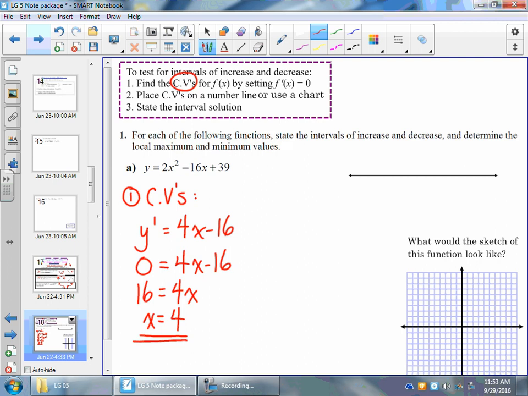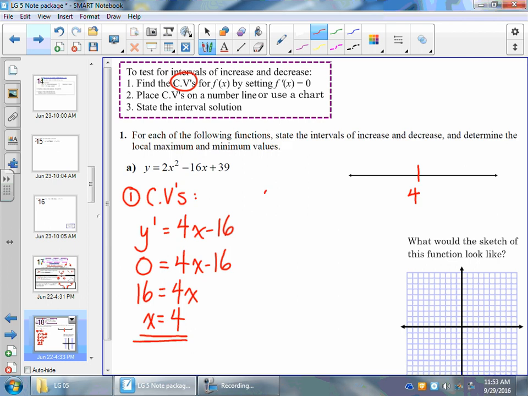Now this critical value, what we want to do now is basically one method, and you might learn another method in class, but we want to put that on a number line. And what we want to use is some test values. Because remember, let's say for instance, if I get a positive slope here and let's say a negative slope here, that must mean that 4 is going to be a maximum. Or vice versa, let's say if I plug in some test values and I get a negative here and a positive here, well, that must mean I've got a minimum at 4. So let's see what that looks like. Okay, or obviously the last one would be an inflection.